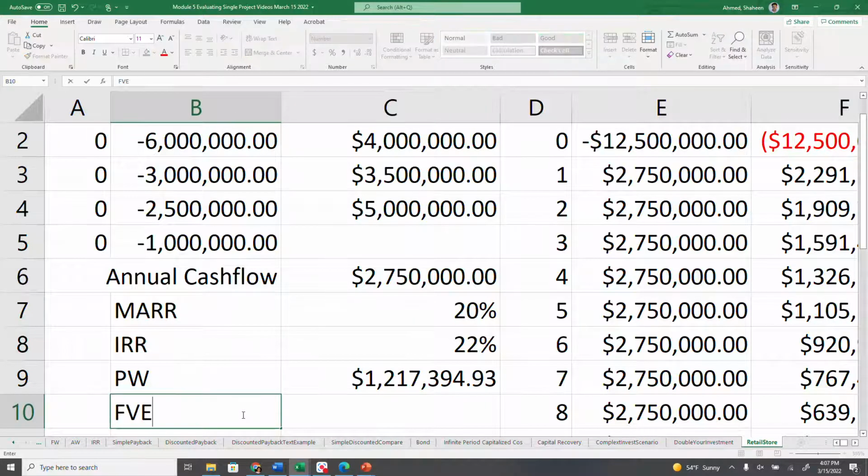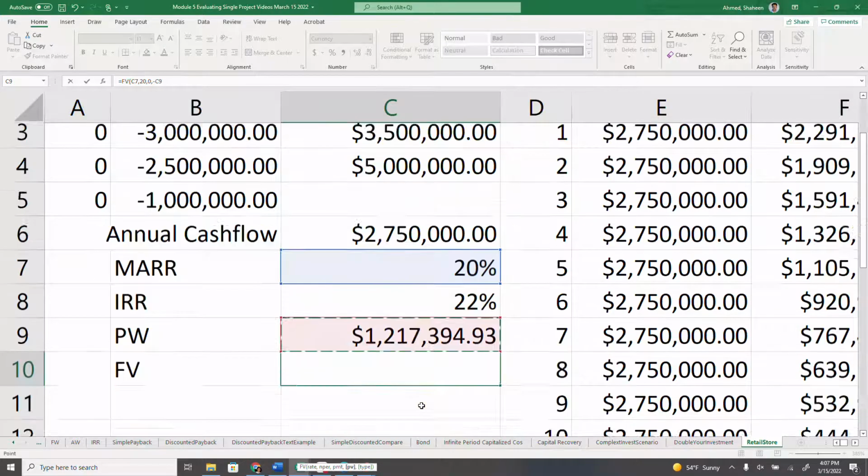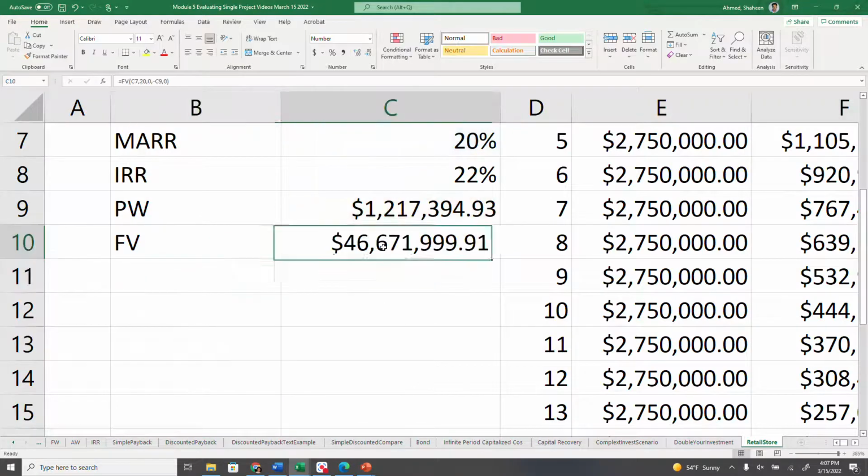If we want to see what the future value of this money will be, we can simply type FV, and then that's the rate, comma, the number of compounding periods is 20. I'll just manually type that, and then I'll keep the same sign. We don't have any payment. We're going to convert the single present worth, the entire present worth, which is this. So I'll use a negative sign to keep the same sign. So that's the future value of this project.